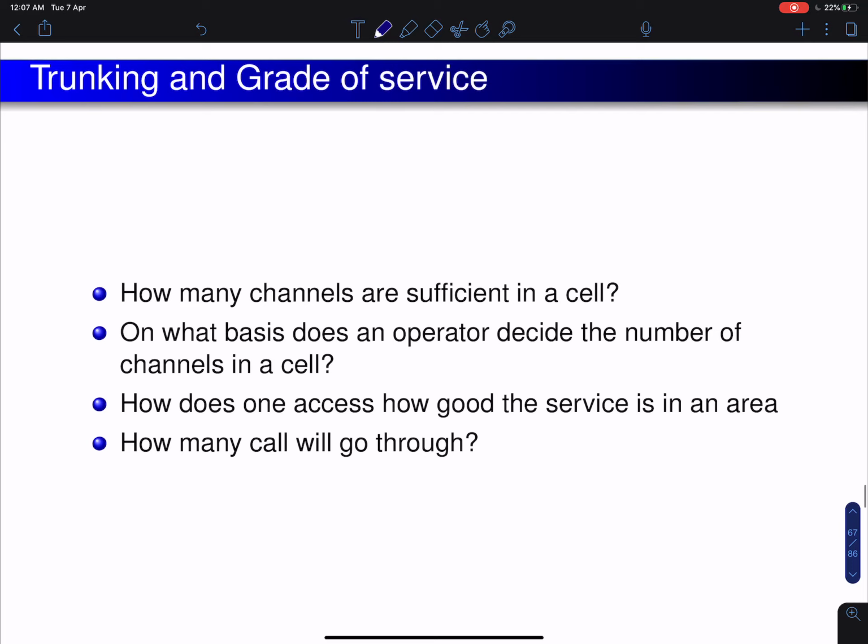So the theory: how many channels are sufficient in a cell, and on what basis does an operator decide that you have to give so many channels in a cell? Okay, and how can you say how good the service is? What is the metric for it? This is what we'll be discussing in this lecture, and the theory which explains this is what we call trunking theory or queuing theory. It's a very big topic in queuing theory. Trunking theory is what we'll be calling it right now.